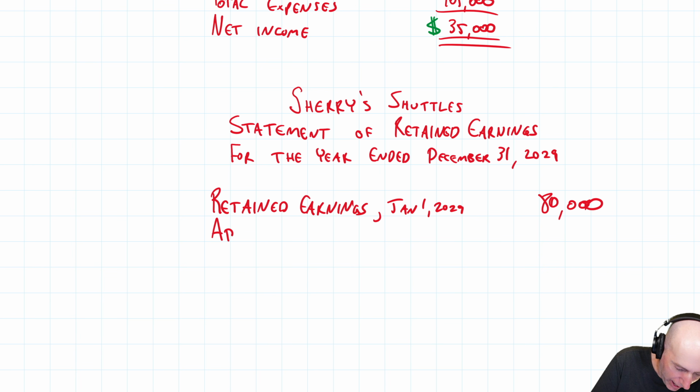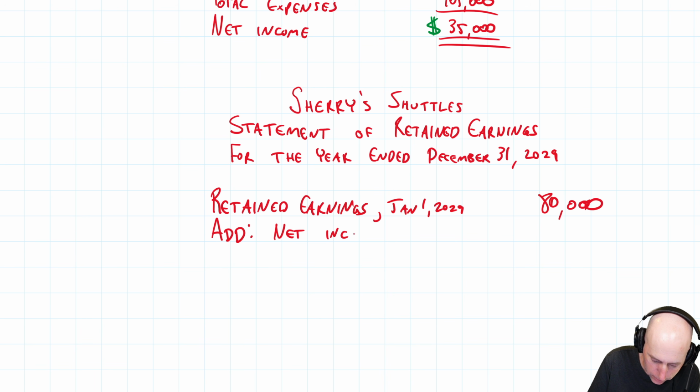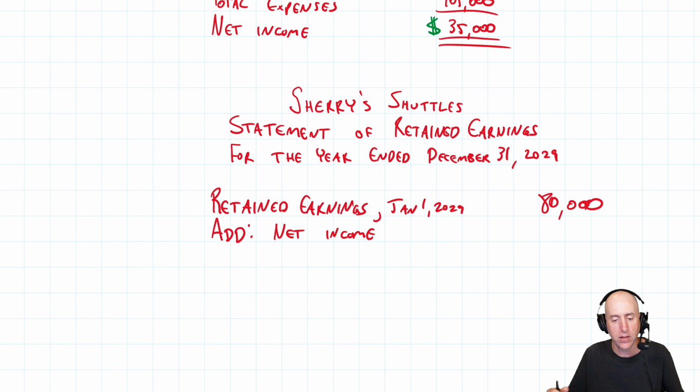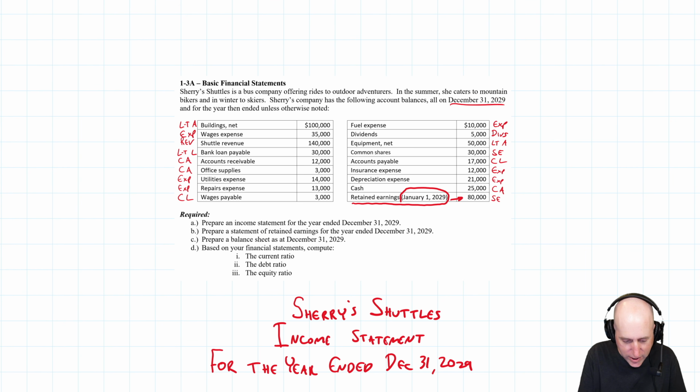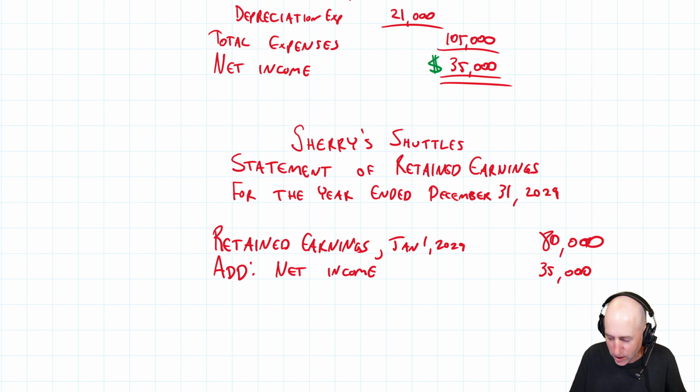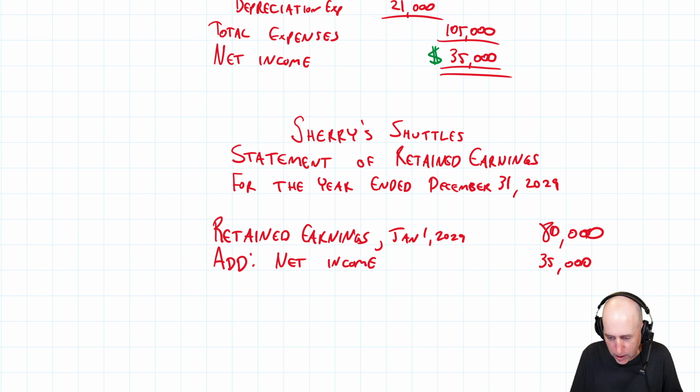We're going to add, and I do write the word add, net income. If this was a net loss, in other words, if we lost money, net income was a negative number, right? Revenues minus expenses was negative, we would deduct the net loss. But here we're going to add the net income, and I can see it from the income statement. This $35,000, it doesn't come from the question, right? There's no $35,000. Well, there's wages expenses $35,000, but there's no net income $35,000 in the question. So it comes from our statement, our income statement.